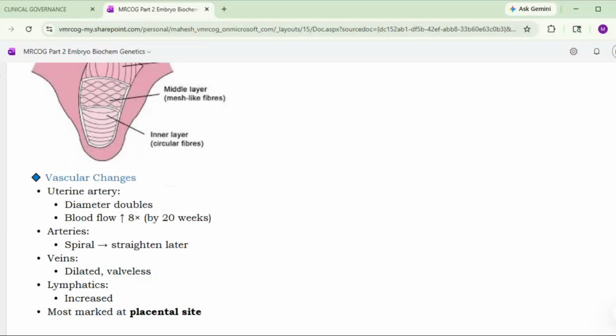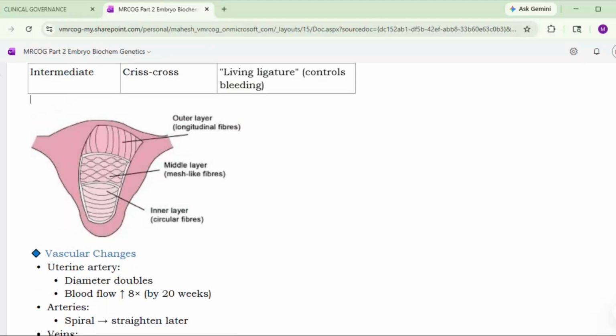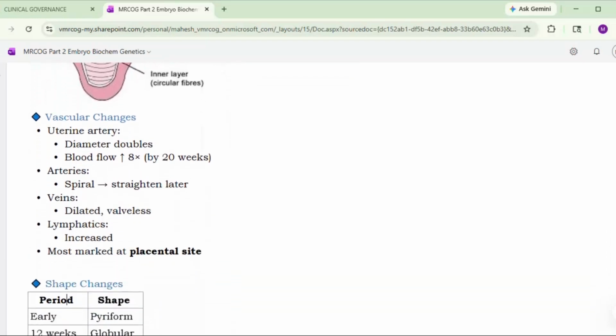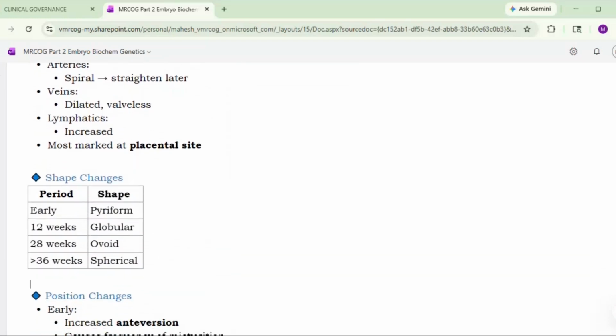Then there are the vascular changes. The uterine artery diameter is doubled. The blood flow is increased around 8 times, as early as by 20 weeks. Spiral arteries will become straightened in the later period. The veins are dilated and valveless. Lymphatics are increased, most marked at the placental site.